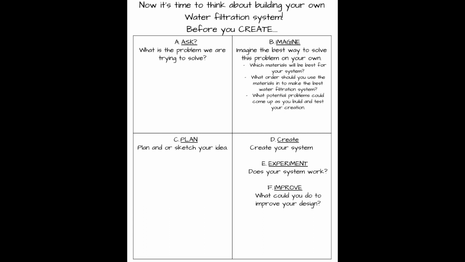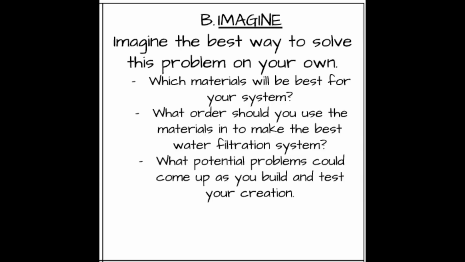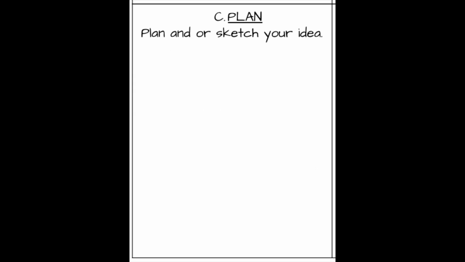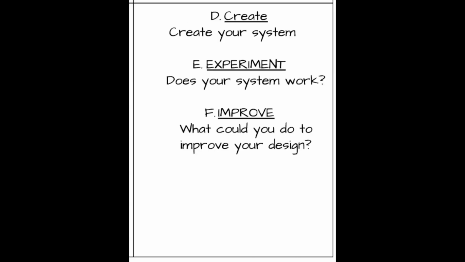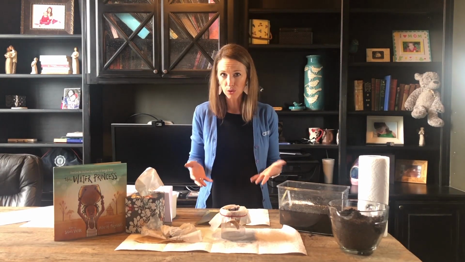My second worksheet has different problems. The first one says ask. What is the problem we're trying to solve? Well, in this book, you're going to learn that our main character has a problem. She has to walk several miles to get clean water for her people in her village. And so the problem that we're trying to solve is we're trying to teach other people how to create a clean water system for themselves. We also have another section that says imagine. Imagine the best way to solve this problem on your own. Then you have an opportunity to plan and sketch, and then you get to create your own system and see if it works or doesn't work, or what works better. You can create 1 filtration system, or 2, or 3. It's up to you. You get to be in charge.